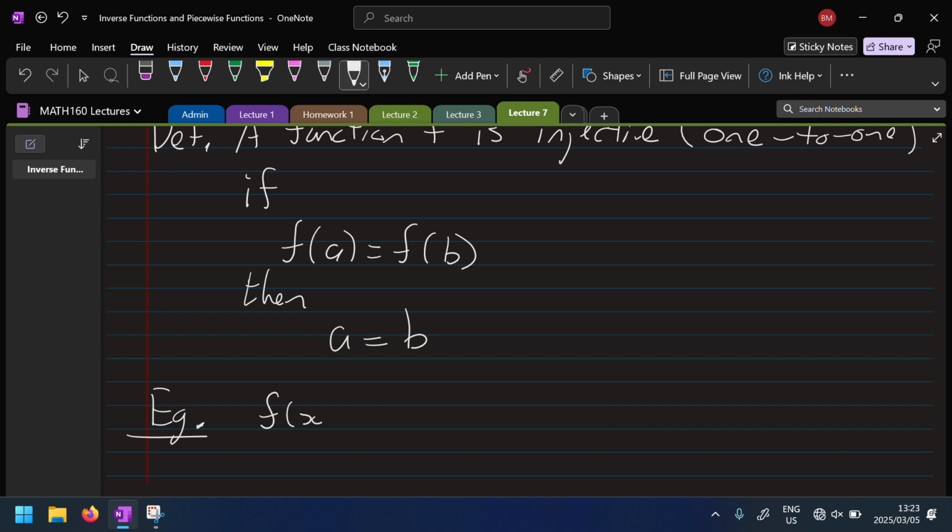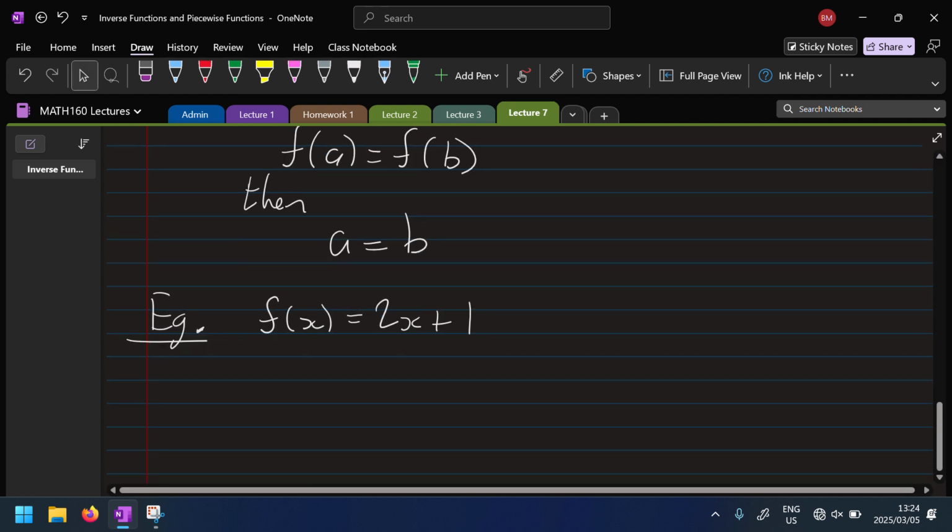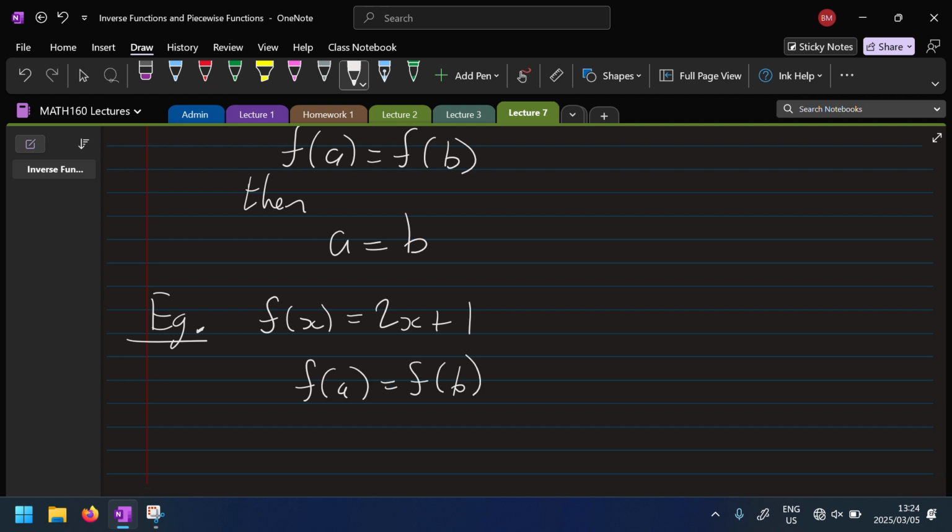So let's say f of x equals 2x plus 1. A straight line. Just from the picture, we can tell it's injective. 1 input goes to 1 output. So we expect this to be injective. But let's check. So what do we want to check? We set f of a equals f of b, and we want to check, does a equal b? If it does, it's injective. If it doesn't, not injective. So let's do that. f of a equals f of b. That's our starting point. What do we want to get to? a equals b. If we can get there, it's injective.